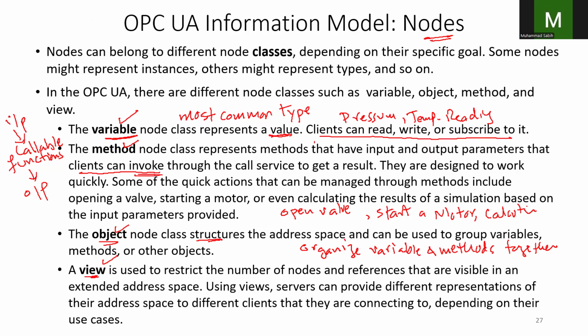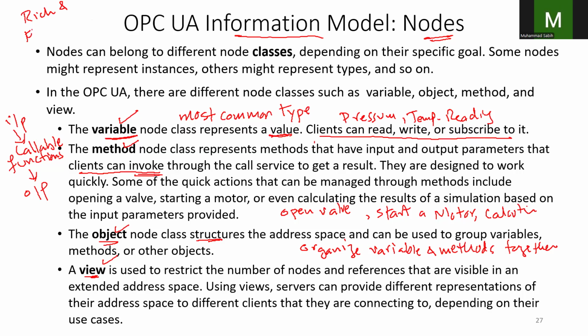Next, we have view. View helps filter what a client sees. Instead of sending the entire address space, the server can expose just a subset of the nodes relevant to a specific client or application. We will see this in the next slide. This improves performance and clarity, and the overall OPC UA modeling capability is quite rich.